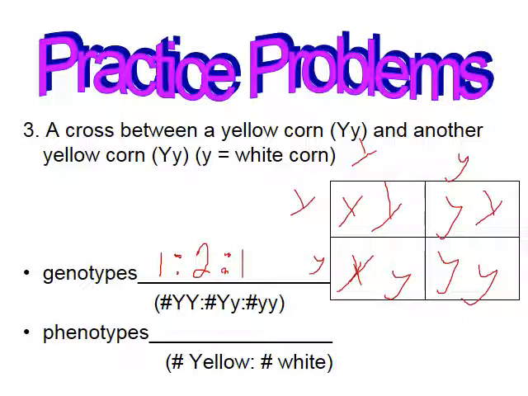For phenotypes, look at the colors. These first 2, this one and this one, both appear yellow. So we have 3 of them that are yellow, and 1 of them is white. This is actually a very, very common example where you have 2 heterozygotes you're breeding together. The ratio will always be, in genotypes, 1-to-2-to-1. In phenotypes, the ratio will always be 3-to-1. And if you do enough of them, eventually you'll just remember those ratios.